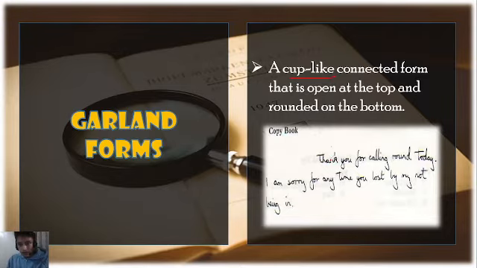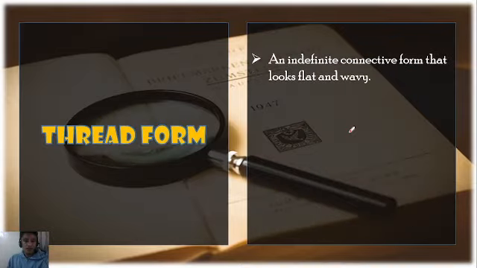So as you can see, we have here connecting letter A and N. Okay, we also have here A connecting with M. And we have here again, letter A connecting letter L. So those are the Garland forms that we can see in this writing. Okay, and next is the thread form.